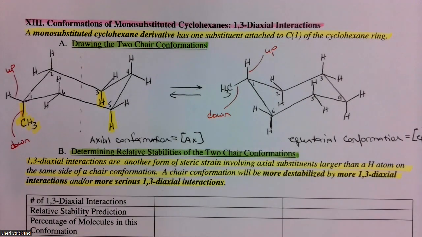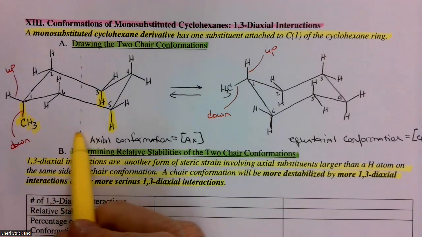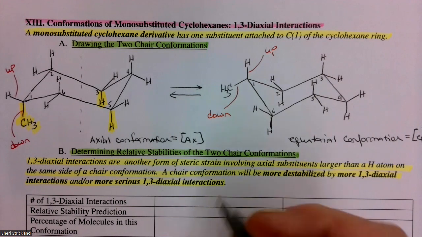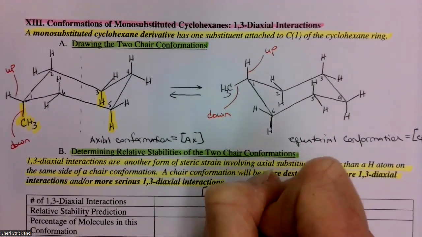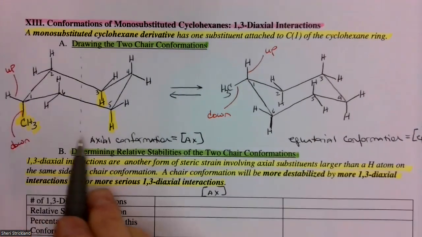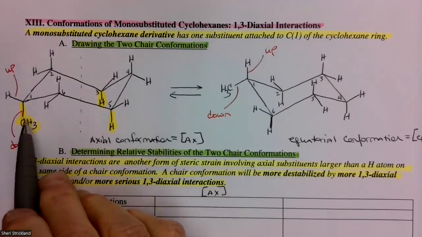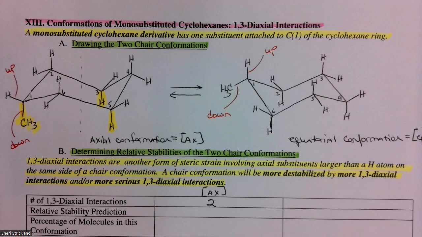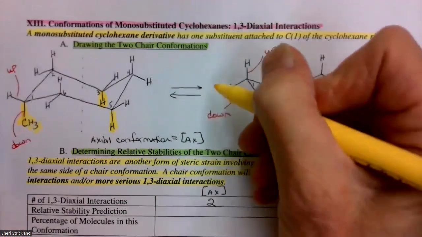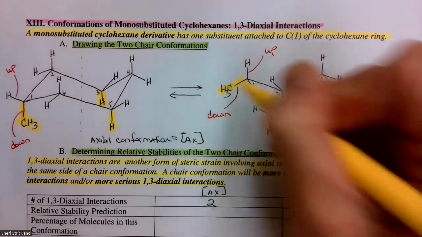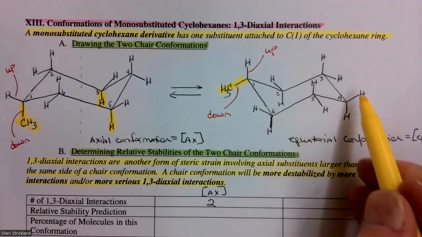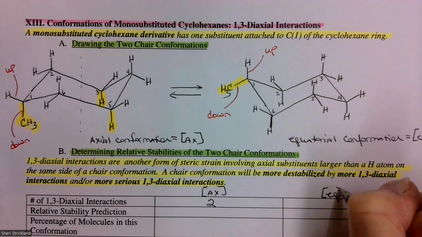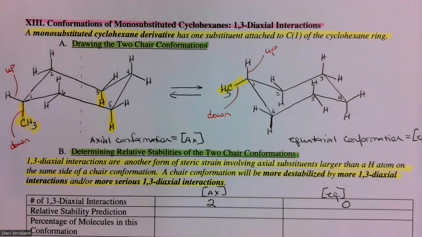All right, so what we have is a 1,3 diaxial interaction here and one there. So if I just label this like that, we have two 1,3 diaxial interactions, one from here to here, one from there to there. Now, if you look over here, the methyl group is not in an axial position. In fact, nothing in an axial position is larger than a hydrogen. So for the equatorial conformation of this particular compound, there are 0 1,3 diaxial interactions.